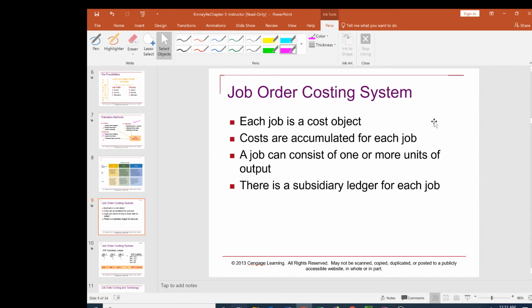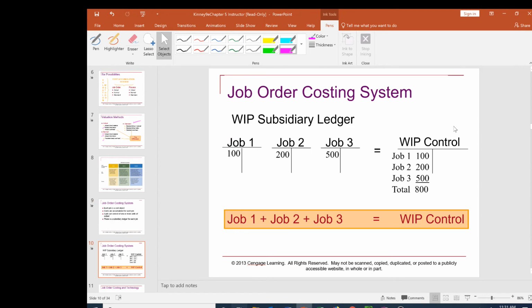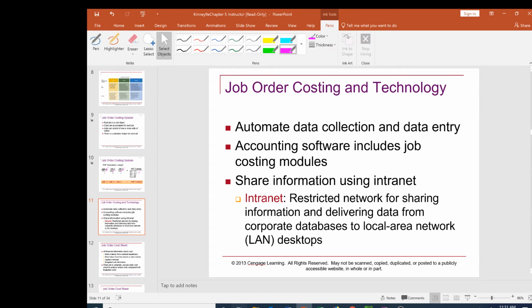Each job is a cost object. If you're building a house, that's the cost object. If you're building a road, if you're making a wedding dress, that's the cost object. A job can consist of one or more units of output. There is a subsidiary ledger for each job. So you may have jobs 1 or 2 or 3 or 4 or 5. You may have work in process for each job. You may have finished goods for each job. But regardless if it's job order or if it's process, your materials and labor and overhead flow into it the same way.